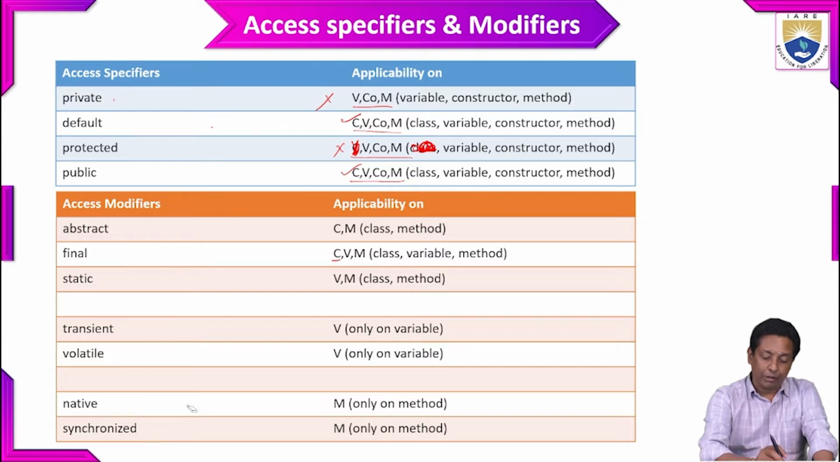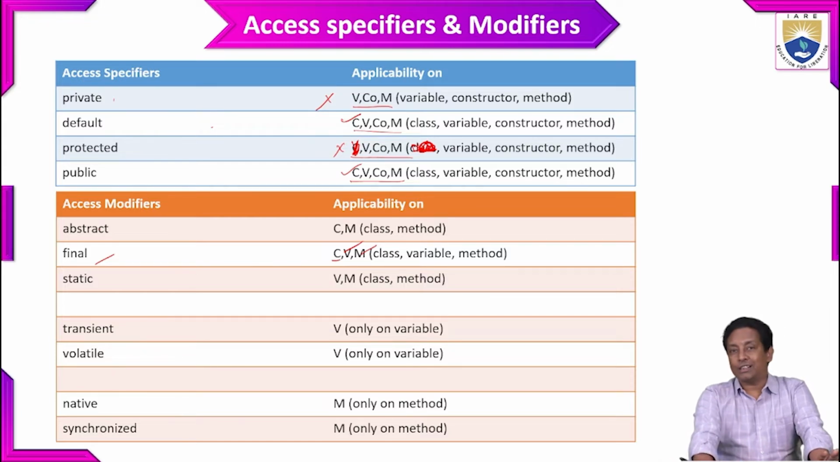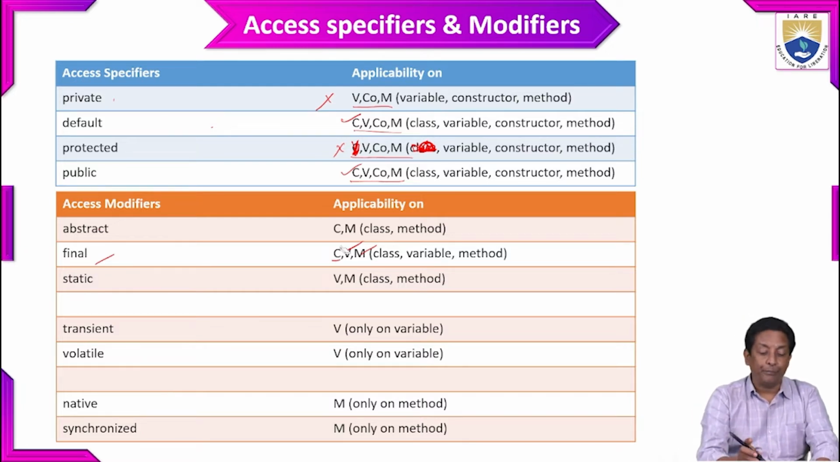Coming to the final. A class can be final, a variable can be final, a method can be final. Constructors are completely exempted from the modifiers. We cannot apply any modifier on a constructor. On a constructor, we can apply only access specifiers. We cannot apply any modifiers. So, final can be applied on class, variable, method.